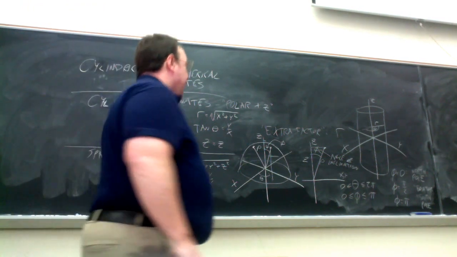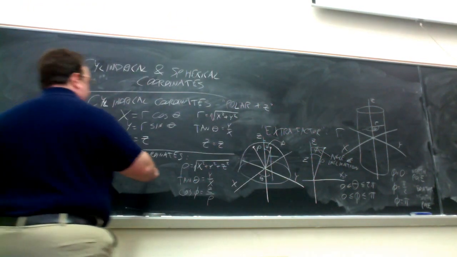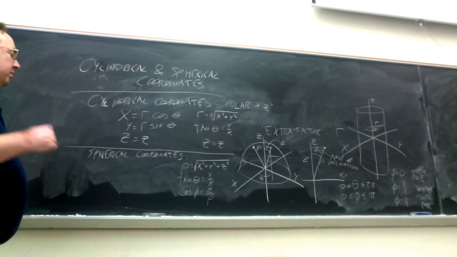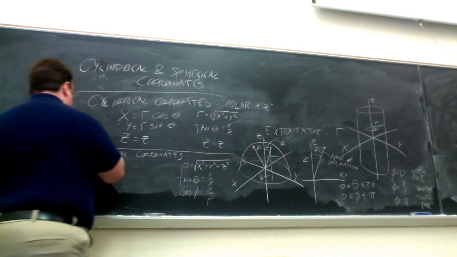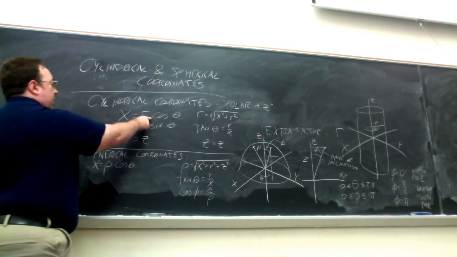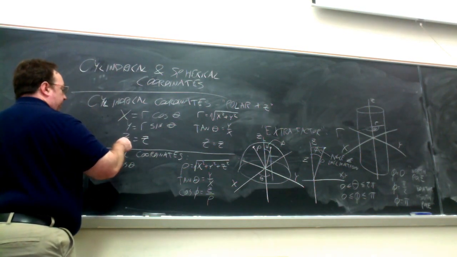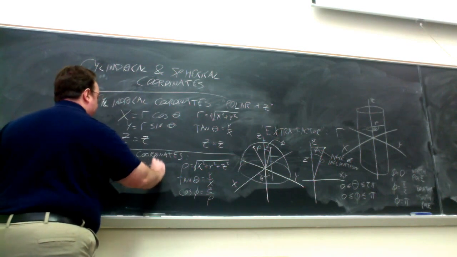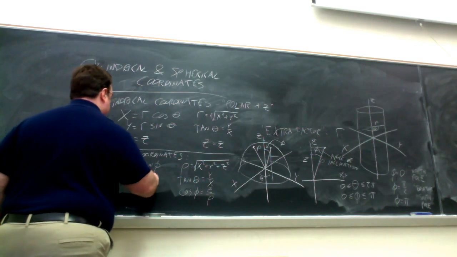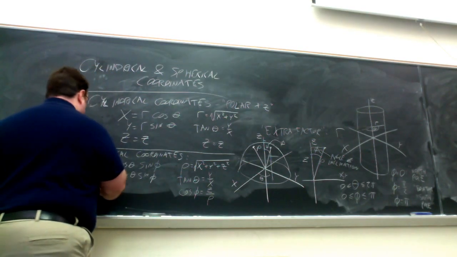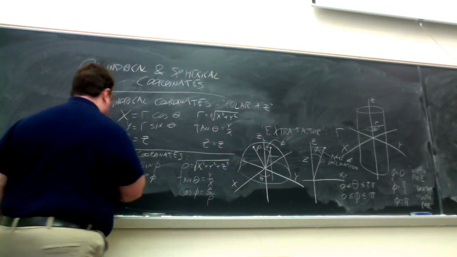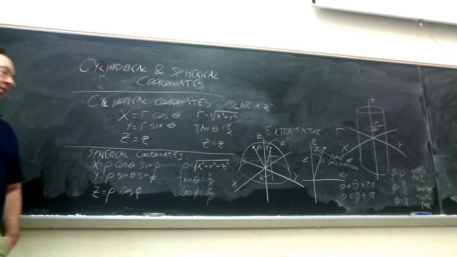Now, here's how we convert from Cartesian to spherical. How do we convert from spherical to Cartesian? We have x is equal to rho sine phi cosine theta. That part is similar to polar coordinates. Then y is equal to rho sine phi sine theta. And then z is equal to rho cosine of phi. Notice z doesn't depend on theta at all.